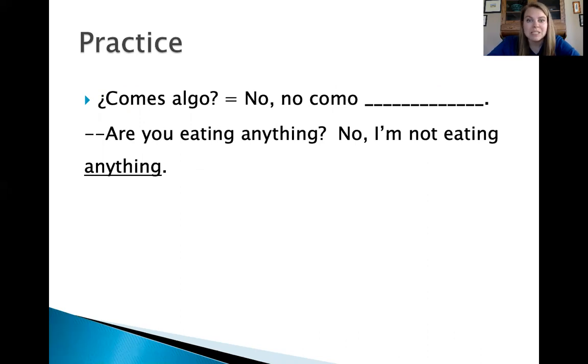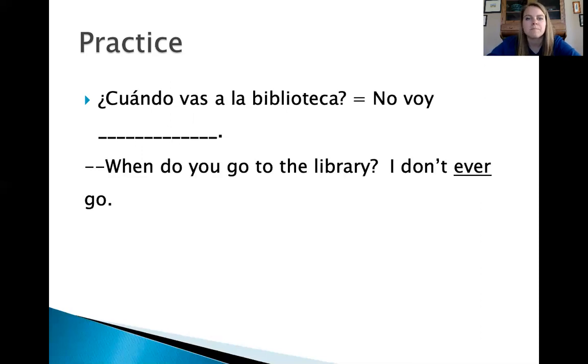So in Spanish, because I have this no, I cannot have an affirmative word in this box. It has to be from that negative column that I gave you. So the negative version of anything would be nothing. So here we would have nada. Are you eating anything? No, I'm not eating nothing. Has to be negative. It really is going to take a little bit of brain work for you to try to do the opposite of a lot of these things. Just keeping in mind, if there's one negative word in the sentence, the whole thing has to be negative, or at least in that part of the sentence.